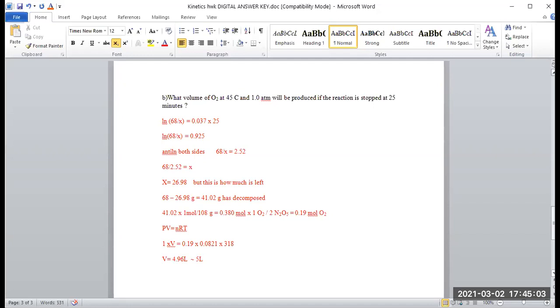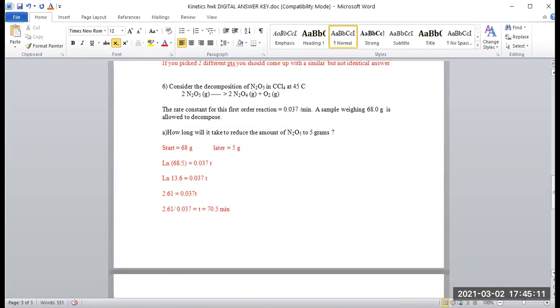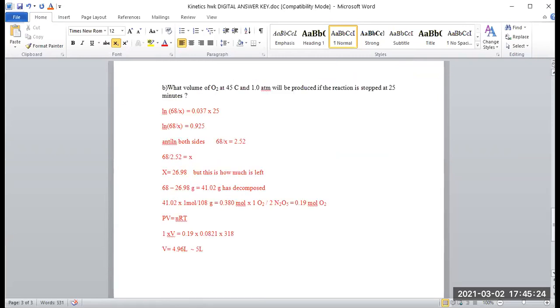Now we got to throw a little stoichiometry in. It is a 1-to-2 ratio. If I scroll back up here so I can see my equation a little bit better, note the original equation there said 2 N2O5s give you 2 N2O4s, but only a single oxygen. So that's why your stoichiometry has to be taken into account there. That will give you 0.19 moles.